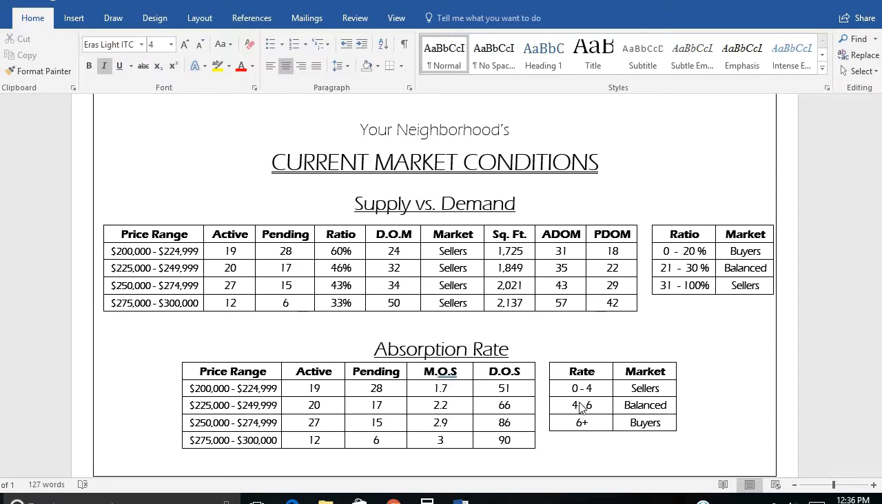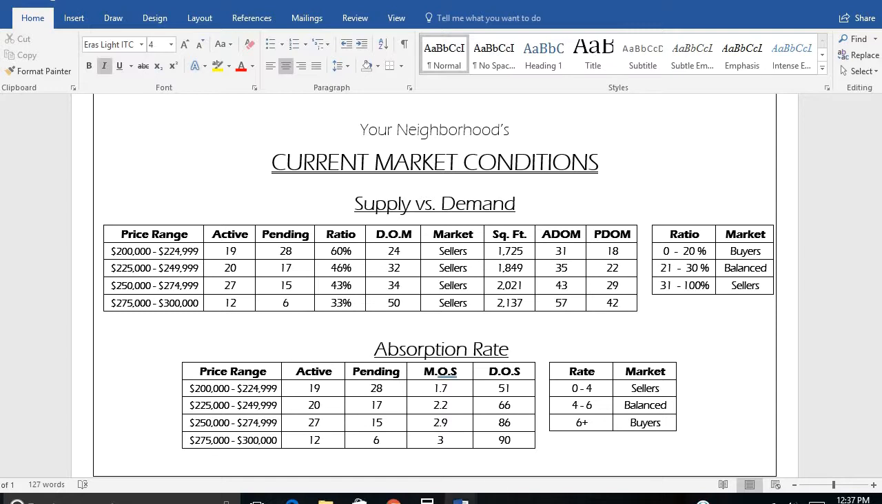And if we look over to the far right, that's our legend that tells us what kind of market it is. Okay. And then we also break down the months of supply into days of supply. Some people, it just resonates more if they can see days versus months. So we have both. Okay. All right, so that's the supply and demand analysis, what it looks like. So now we're going to go into how to pull that information.